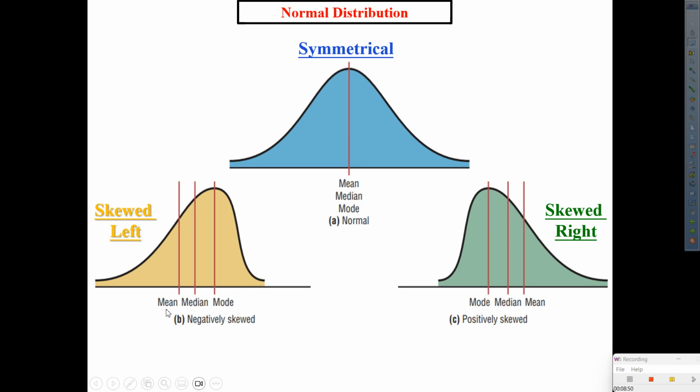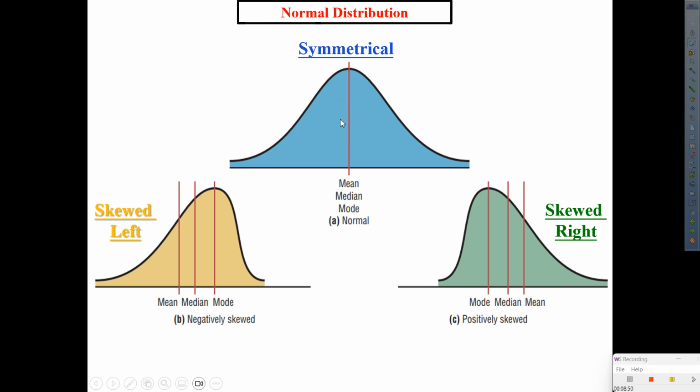However, look at the mean, median, and mode for the left. We have the mean on the far left, and we got median and mode. Look at the one on the right. We got the mode, median, and we got the mean all the way to the right side. However, look at the normal distribution. Where do you see the mean, median, and mode? Right at where? At the center.